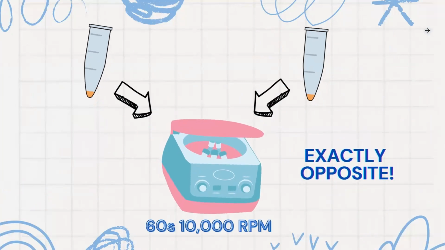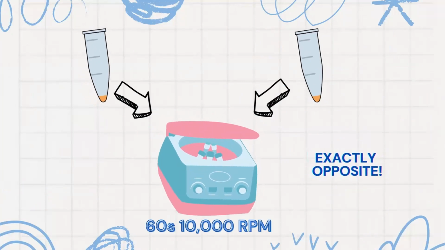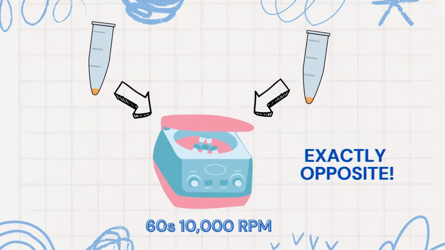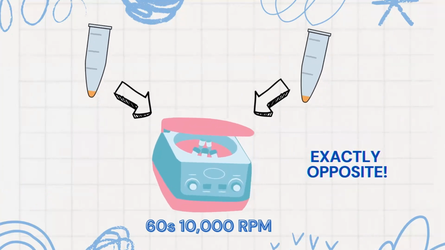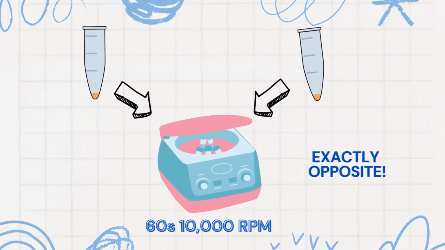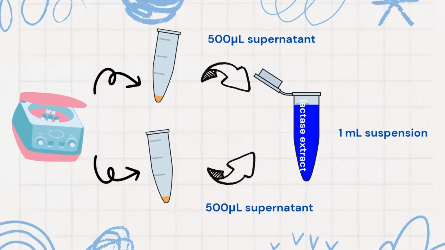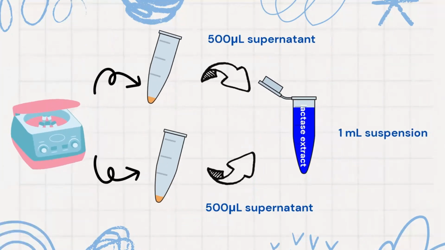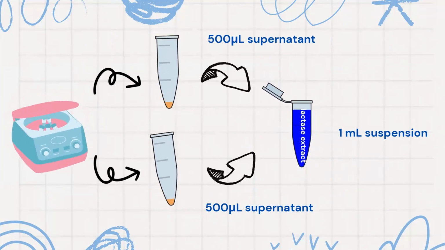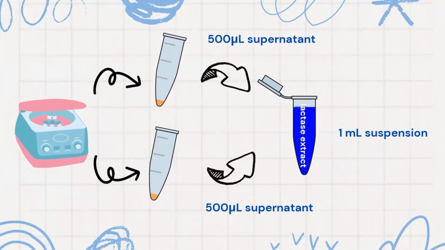Then centrifuge them at a rotational speed of 10,000 rpm for 1 minute to precipitate solid particles. It was noted that the centrifuge tubes should be placed opposite each other. Then 500 microliter of the supernatant was transferred from each tube into a 1.5 ml tube labeled lactase extract.